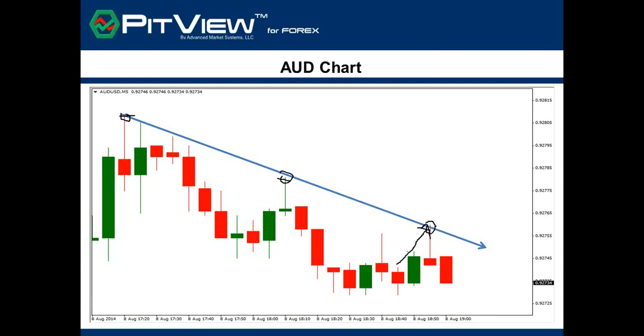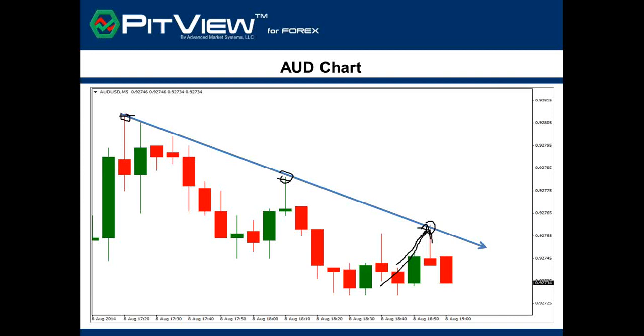PitView is very good at keeping you identifying what the actual trend is, because even as the Aussie US dollar was going up, which generally shows Aussie strength and dollar weakness, PitView is still showing this as more of a sell imbalance pair on Aussie USD.